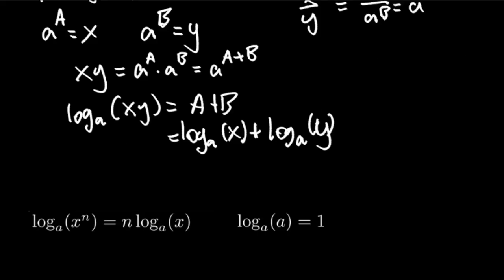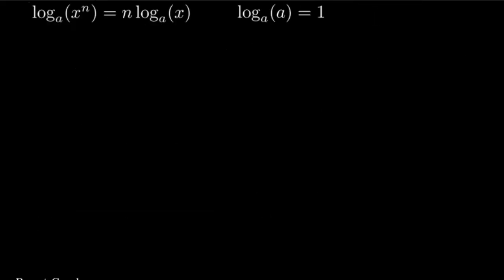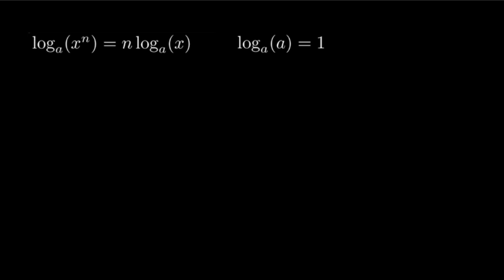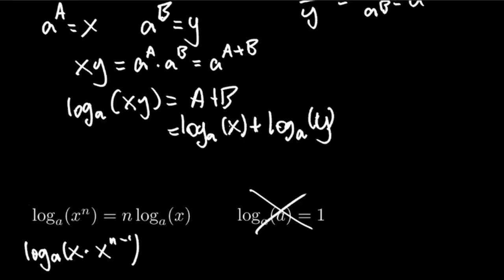Okay, so now let's look at these two. This one we're going to go over. This one we already went over, so don't worry about that. Okay, so log base a of x to the n equals n log base a of x. What that means, let's think of it like this: log base a of x times x to the n minus 1. So this is going to be split into addition based on that, right?